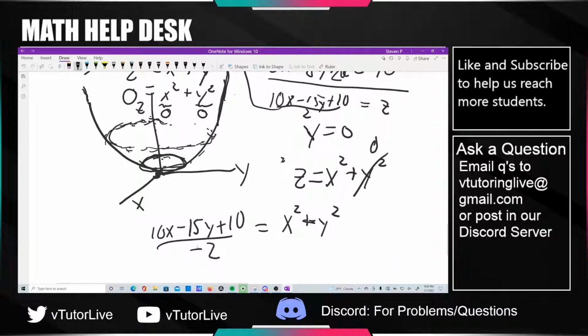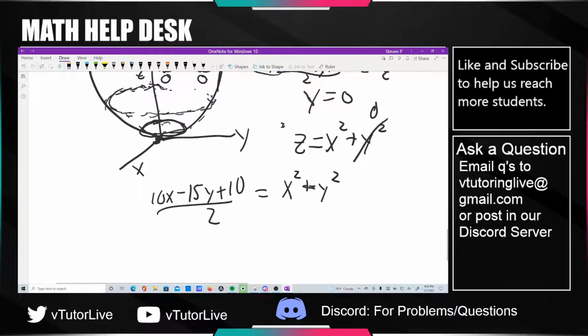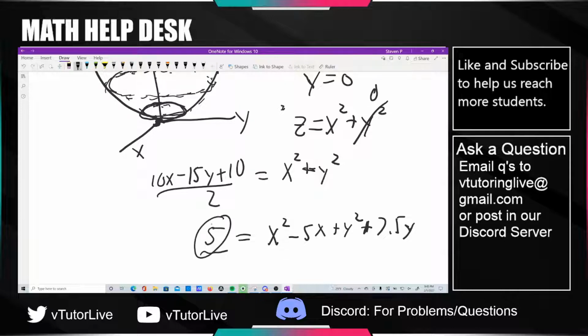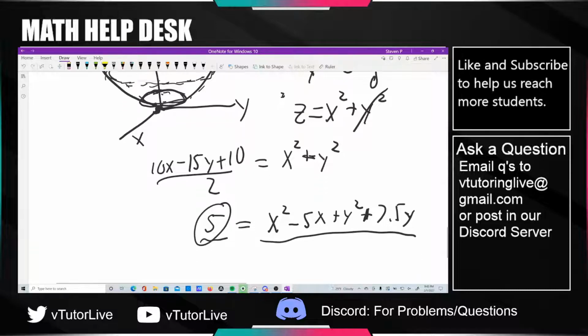And the reason why I want to do that is because I'm just sort of changing the problem a little bit, because this turns into a positive number on this side, and this turns into x squared minus 5x plus y squared minus 7.5y. Sorry, I guess it's plus 7.5y. And the reason I had to choose that constant carefully is because I need this to be positive, because this is the equation of a circle, right? And a circle needs to have a positive number over here.